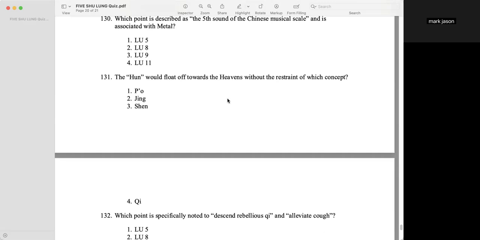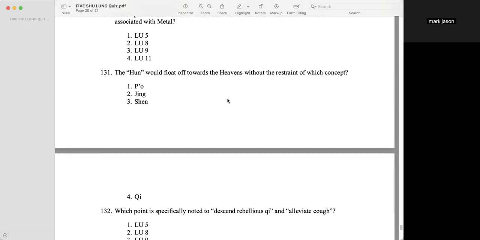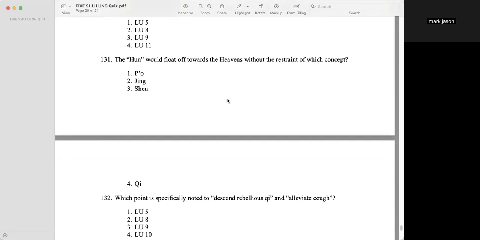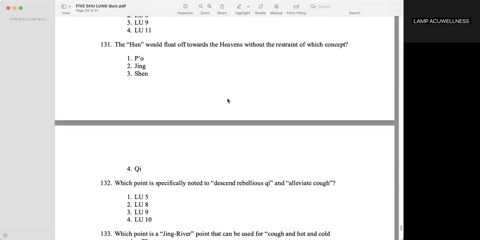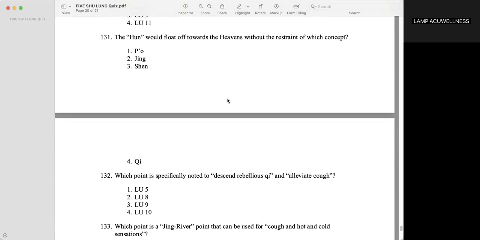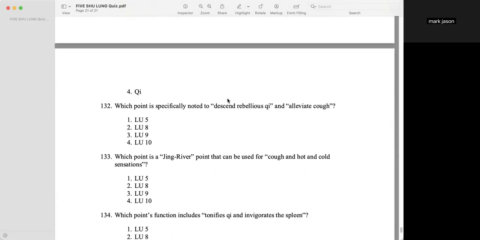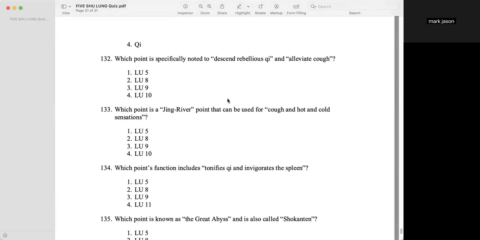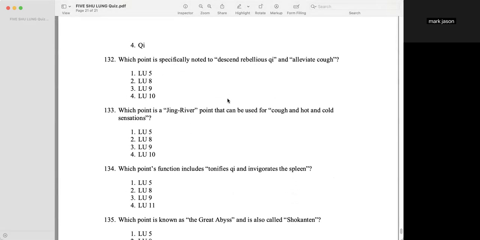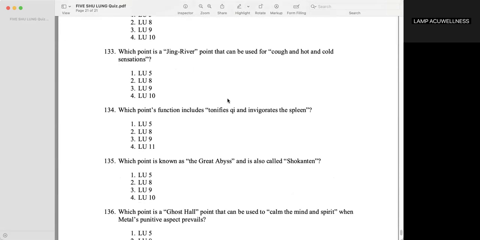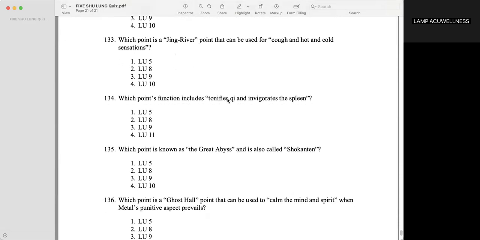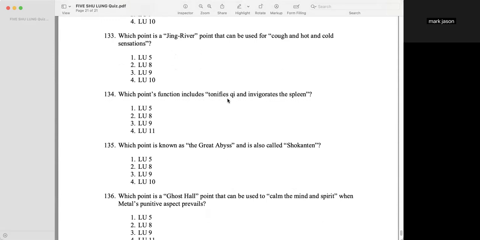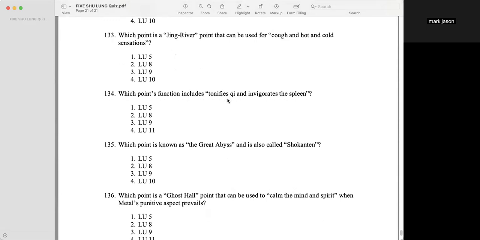Which point is supposed to describe the Chinese... Yes, lung 11. The Hun would float off towards the heavens without the restraint of which concept? Which point is specifically noted to descend rebellious chi and alleviate cough? Lung 10. Which point is a Jing-River point that can be used for cough and hot and cold sensations? Lung 8.